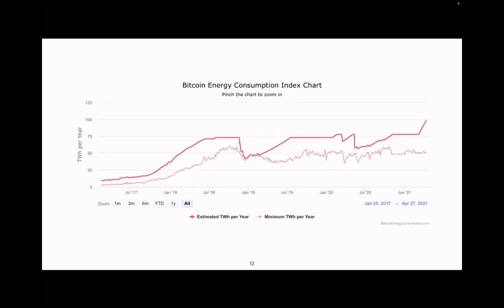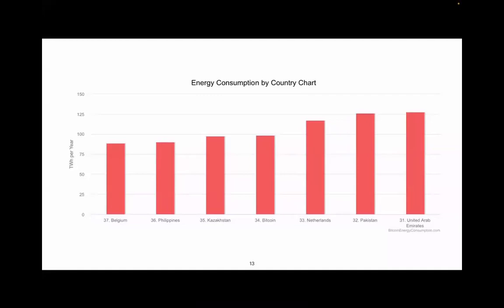To put this level of consumption into perspective, we could compare it to the consumption of other industries, such as the electrical vehicles industry, which used 58 terawatt hours in 2018. So you can see that there's a big difference between the two.